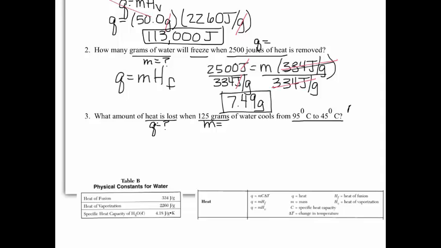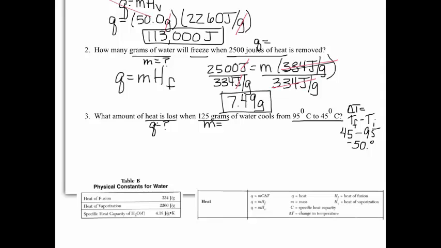Previously, when we talked about delta T, we said delta T is T final minus T initial. So that means, in this case, 45 minus 95. And when you do that, you're going to get a negative number. And that may seem weird and it may be uncomfortable, but that's actually what we need because we're going to be losing heat, which means that Q is going to be negative. So that indicates a loss of heat.